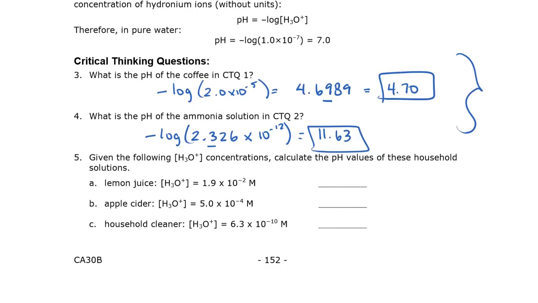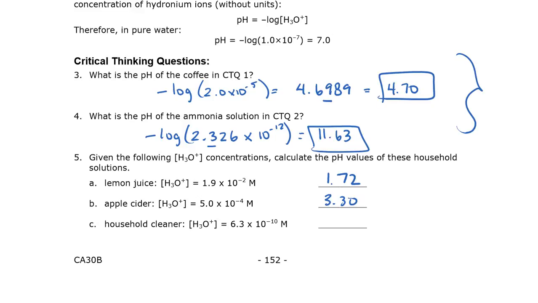Alright, number 5. Let's do some more practice. Given the following hydronium ion concentrations, calculate the pH values of these household solutions. Pause the video and do A. Pause now. I get 1.72. Make sure you can get that also. Then pause and do part B. Pause now.